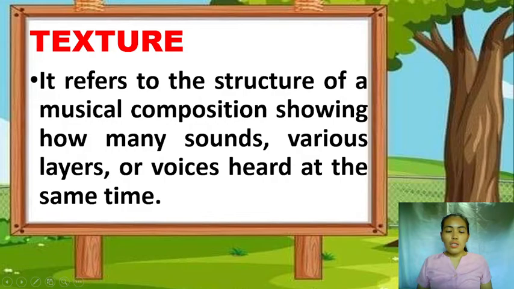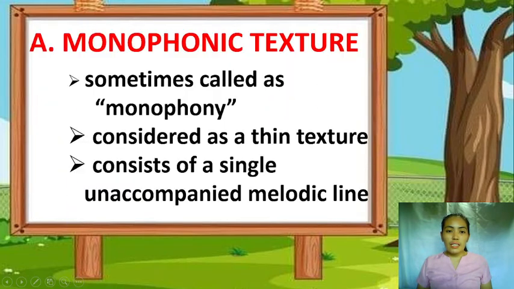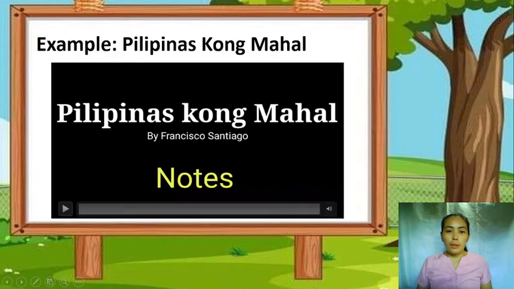There are kinds of texture. The first kind is monophonic texture. It's sometimes called monophony and is considered a thin texture. It consists of a single unaccompanied melodic line. An example for this texture is Pilipinas Kong Mahal. Now let us listen to the song.